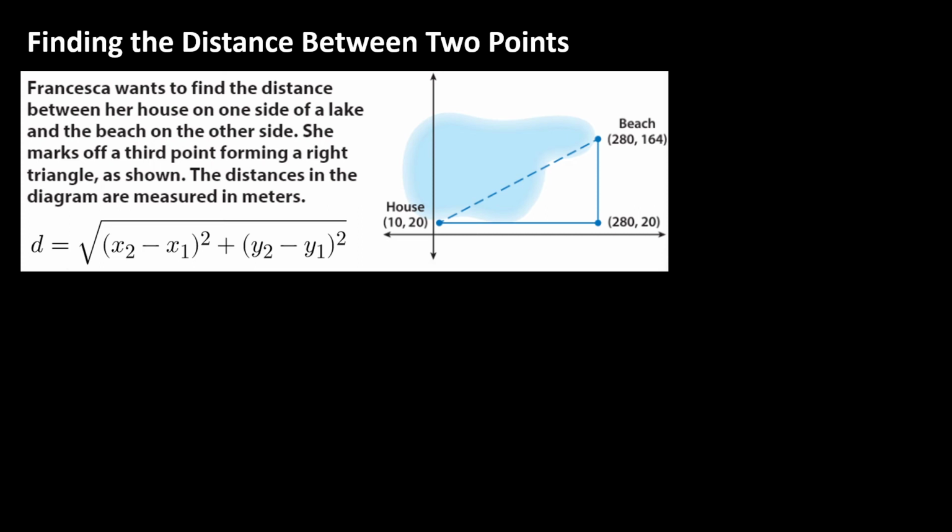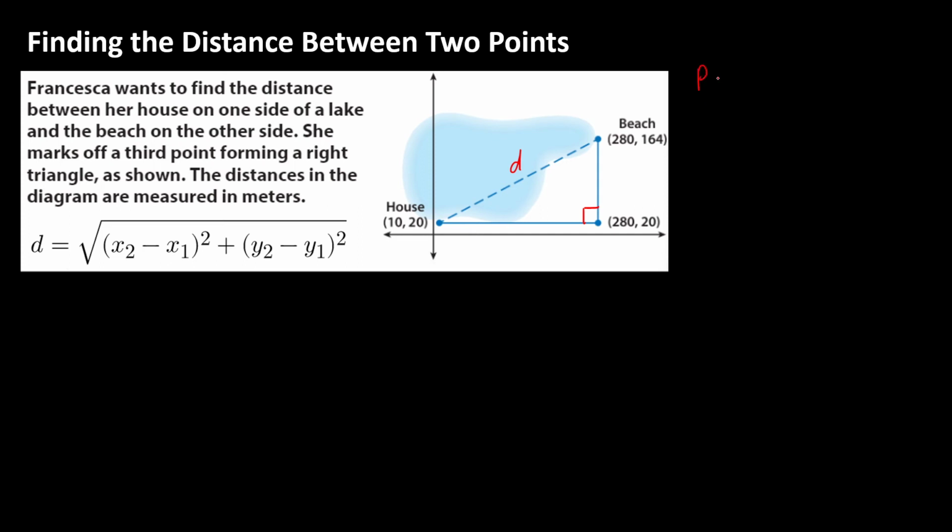She marks off a third point forming a right triangle as shown. The distances in the diagram are measured in meters. So we want to find the distance between the house and the beach. So let's do a little labeling here. I know this is my right angle, and I know this is the distance I need to find. The dotted line is my distance from the house to the beach. And I have my coordinates already.